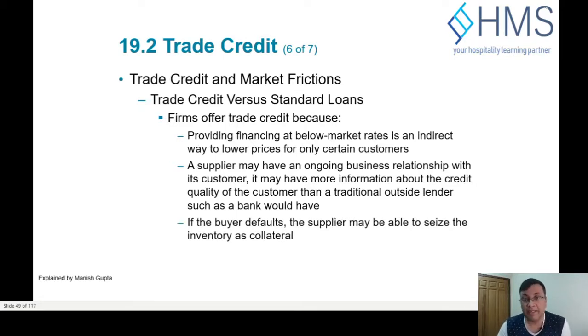If the buyer defaults, the supplier may be able to reseize the inventory as collateral. Normally trade credits are not secured with collateral, so it may not help that much.